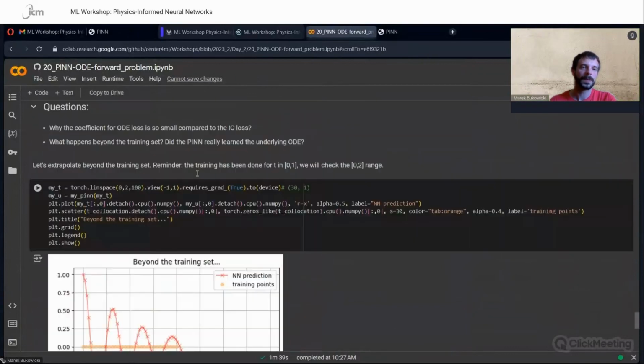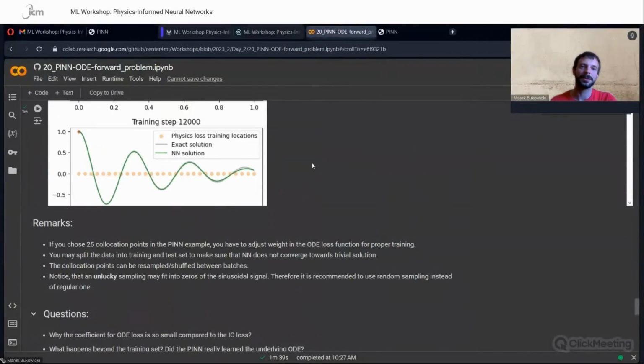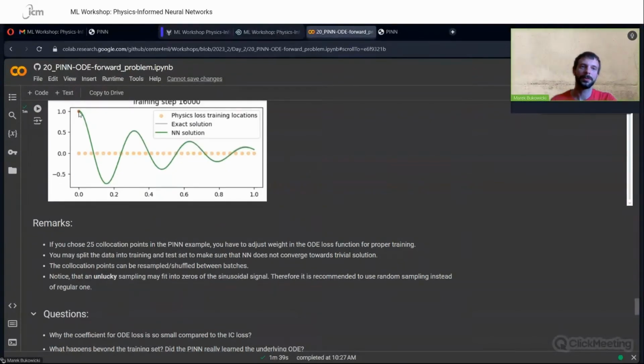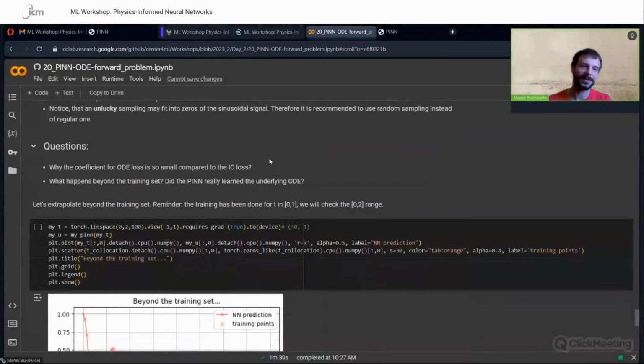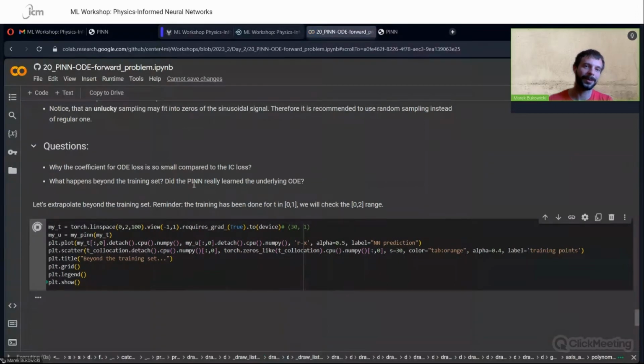So let's see what happens outside the domain. We had a little bit of data. We had much more of the collocation points, and we teach our network to fit well inside these parts. But what happens outside? Is our physics-informed neural network so smart as to go outside and really see that this is a damped sinusoid? It turns out that it is not at all.